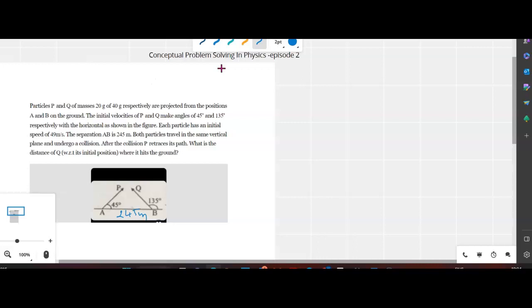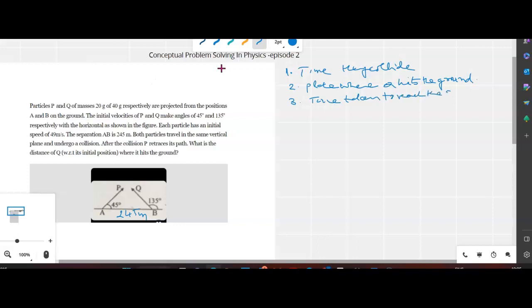This problem appeared in different variations in different years of JEE, and the solution is required for: first, the time they collide; two, the place where Q hits the ground; three, the time taken to reach the ground after collision.